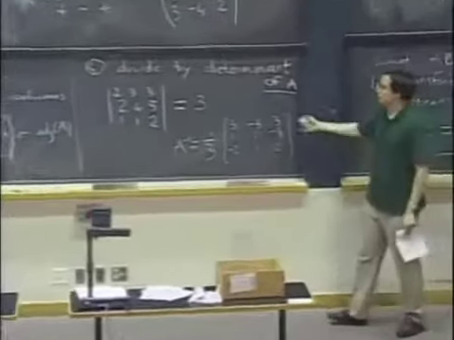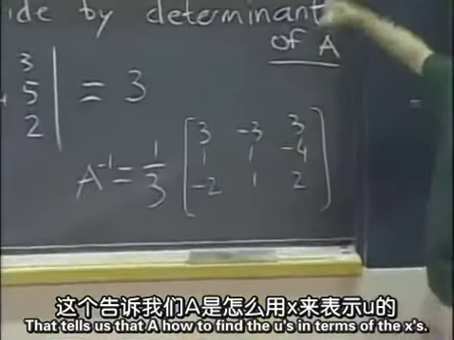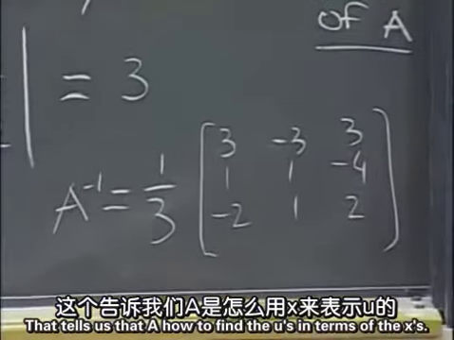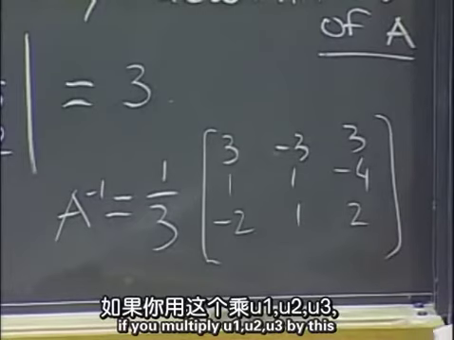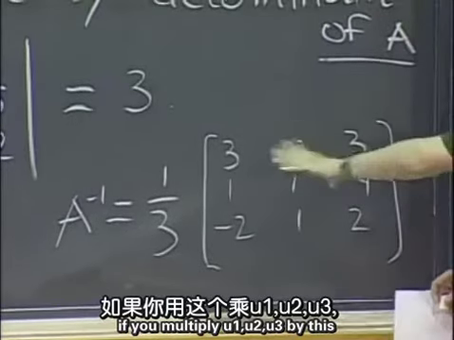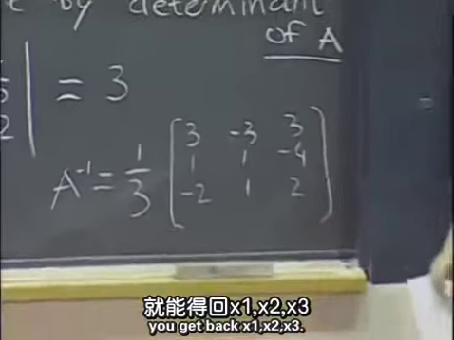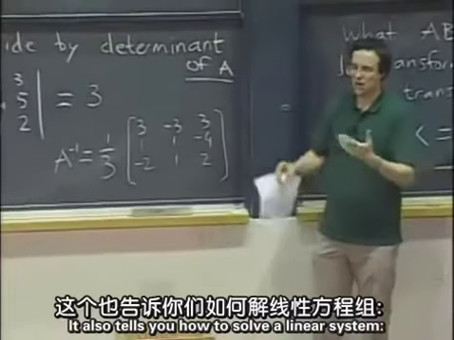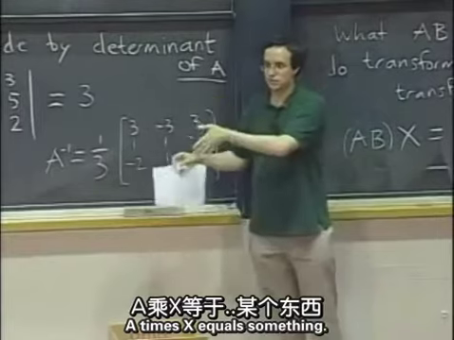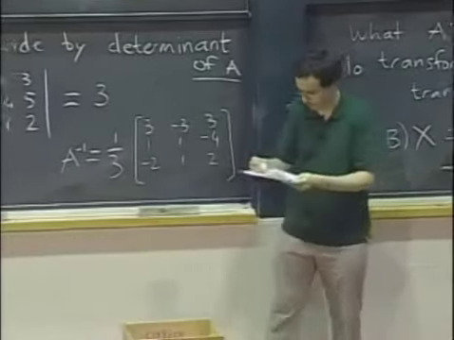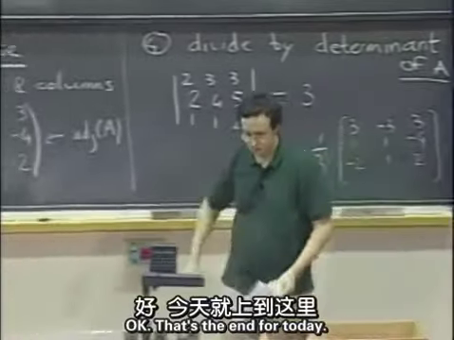Remember, A told us how to find the u's in terms of the x's. This one tells us now how to find the x's in terms of the u's. If you multiply u1, u2, u3 by this, you get back x1, x2, x3. It also tells you how to solve the linear system A times x equals something. That's the end for today.